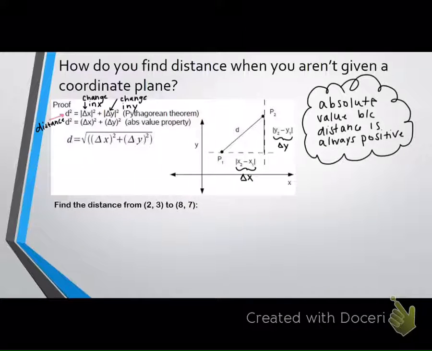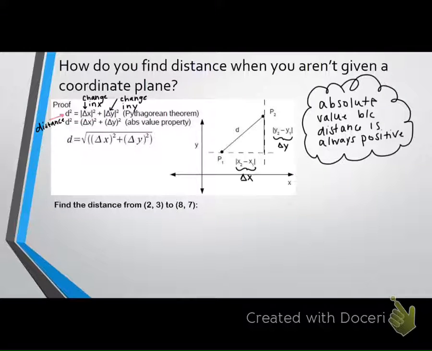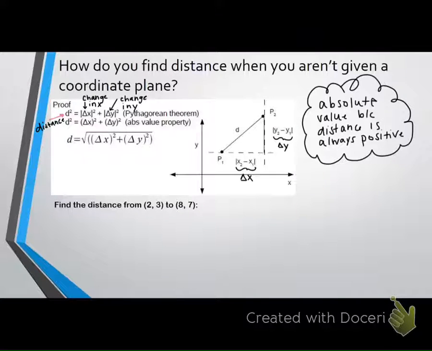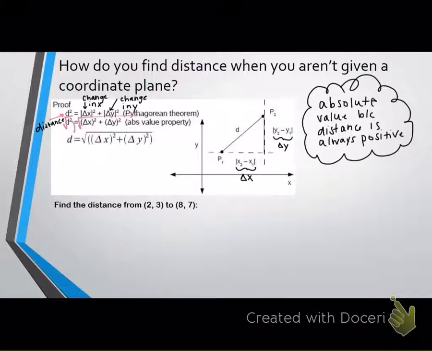All right, so when you do a change in x squared plus a change in y squared, this is the Pythagorean theorem. The property of absolute value says that it's always positive, but when you square it, isn't squaring always positive too? Yeah, so it's all good there. And we know that if you take the square root of both sides, that will get rid of the square on the d there, leaving us with the distance formula. So this is called the distance formula.